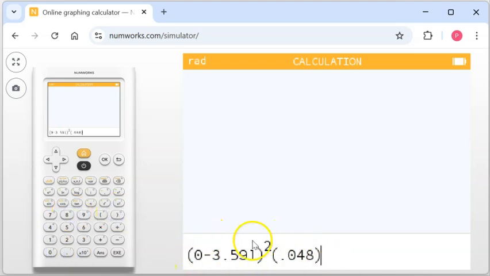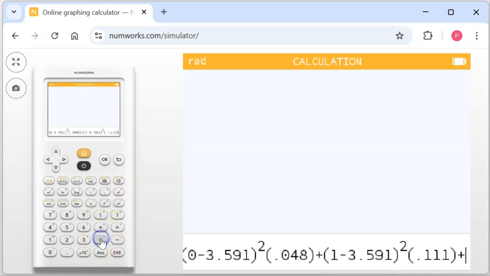So this is our first one. And then if I just press plus, I can continue. Parenthesis 1 minus 3.591, close parenthesis, squared, times 0.111, close parenthesis, then plus. And it's just going to keep going. Eventually we're not going to be able to see everything at once, but we can keep keying in. I'm going to go ahead and fast forward here.